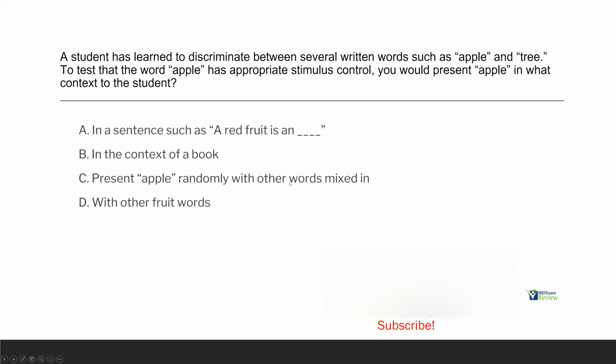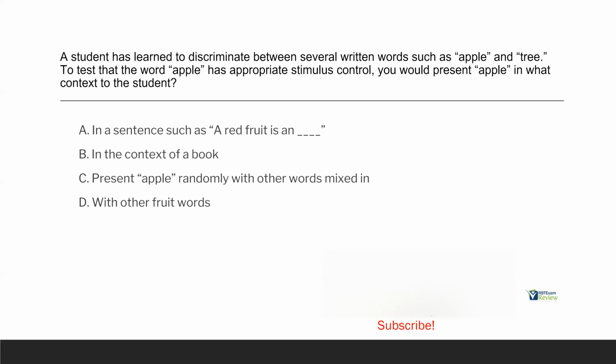B, in the context of a book. Well, a lot of people can read words in the context of a book because there's context clues, they're in sentences, that kind of thing. And then you pull the word out and it becomes a lot more difficult. So we don't want to see them reading apple in the context of a book at this time. We just want to make sure when you show them the word apple, they say apple.